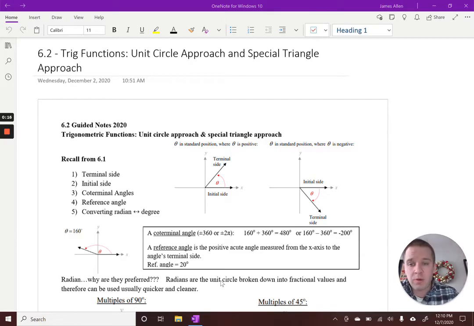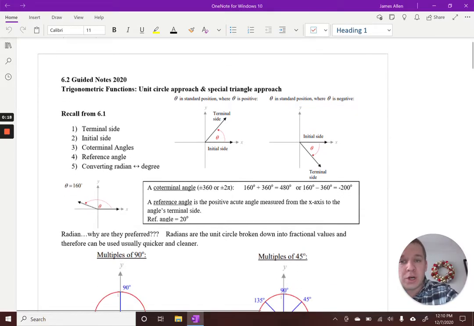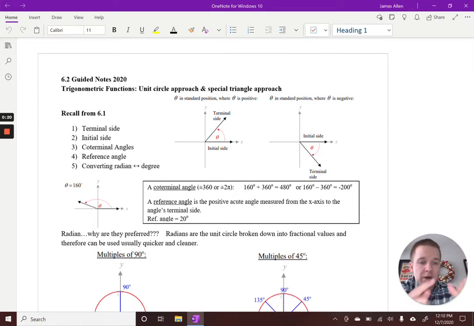From 6.1, if we recall, we've got our terminal side of the angle. It's where the angle of rotation ends. We have the initial side, which is our positive x-axis. Coterminal angles are angles that have the same terminal side. To determine a coterminal angle, we add or subtract 360 or 2 pi, depending on what units we are in, degrees or radians.